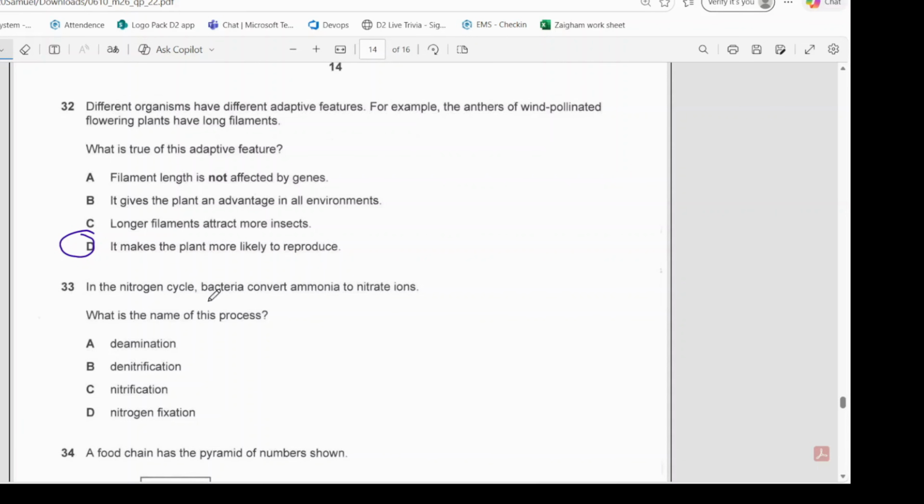In the nitrogen cycle, bacteria convert ammonia to nitrate ions. What is the name of this process? Nitrogen fixation, no, nitrification. These are the nitrifying bacteria. Conversion of nitrogen into nitrate or ammonia is nitrogen fixation.